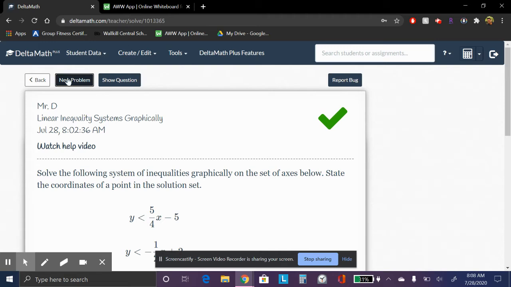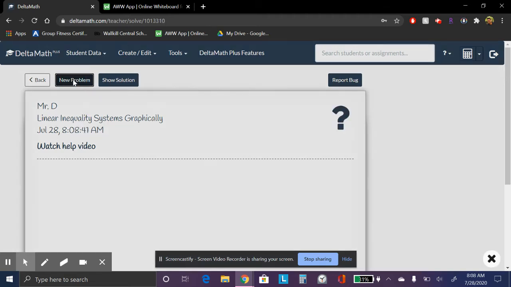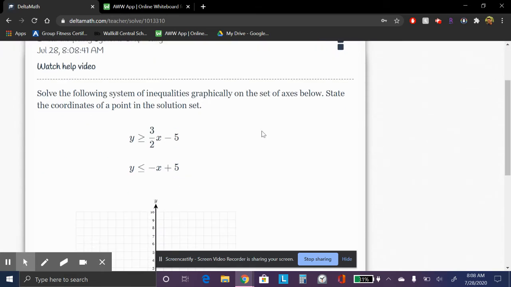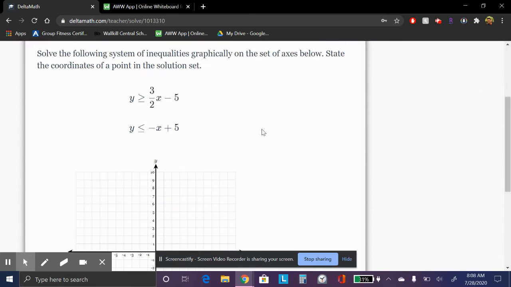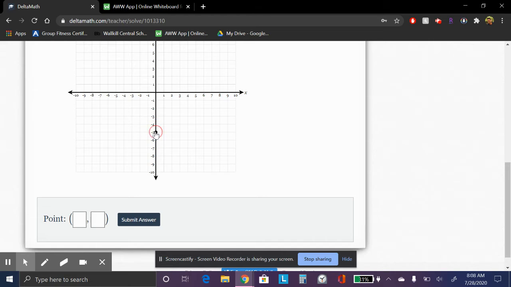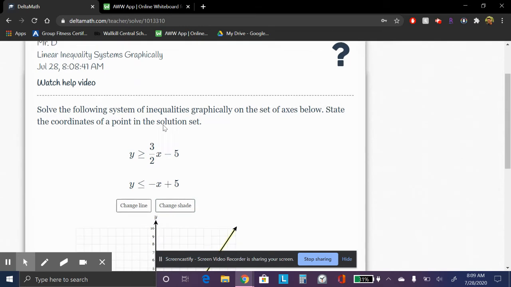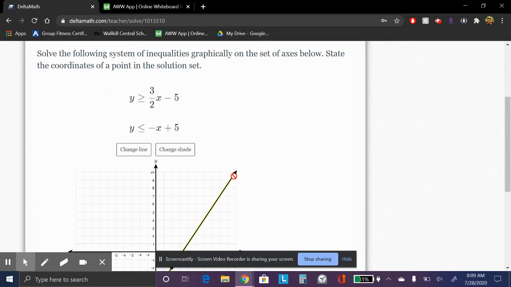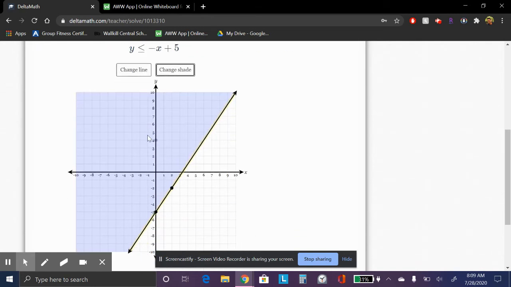Okay, good. Let's look at another one. Right here, we start at -5 on the y-intercept and go up 3 to the right 2. Since it's an equal sign, it's going to be a solid line. I'm not going to change the line, I'm just going to keep it solid. This is pointing away from y, so I have to shade above. So this is shaded above.